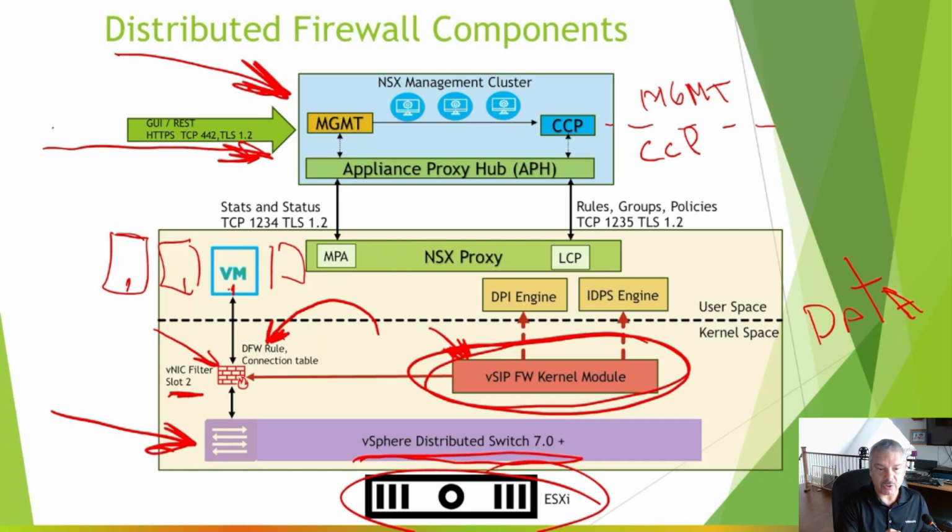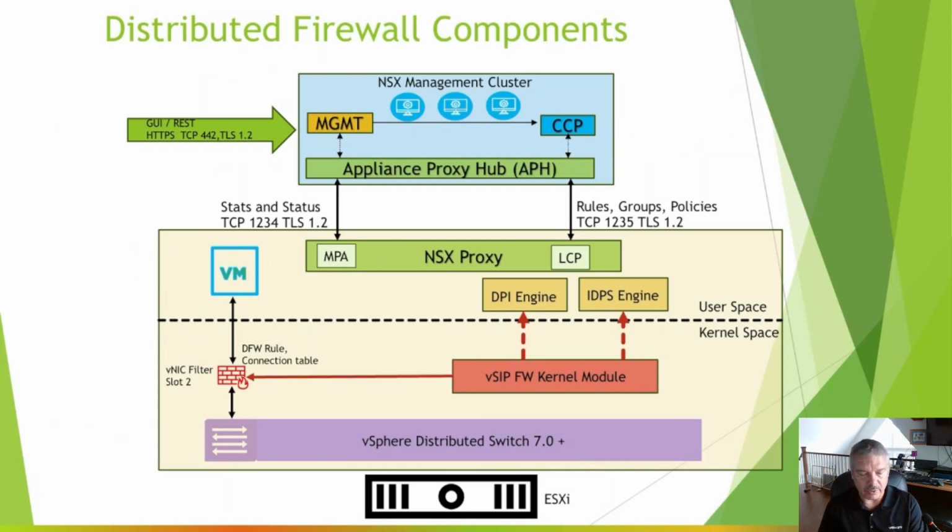So that's the distributed filter. You'll also see, let me clear up all my scribbles here. You'll also see this DPI engine, Deep Packet Inspection. This is the layer 7 engine. This is the layer 2 and 3 engine down here, right?